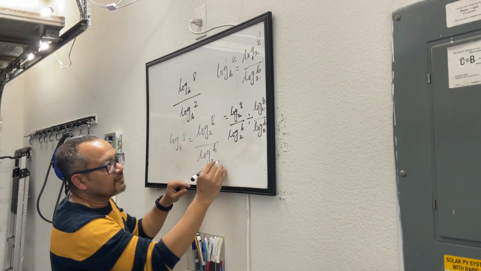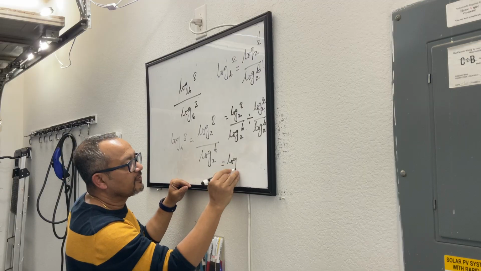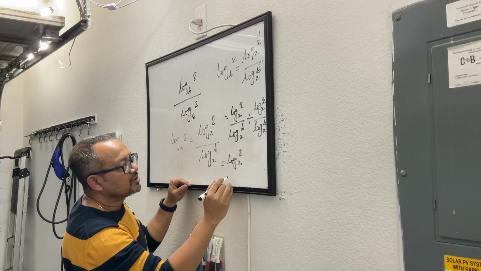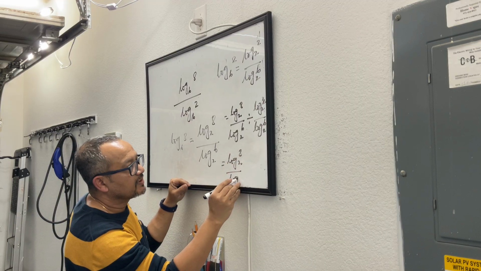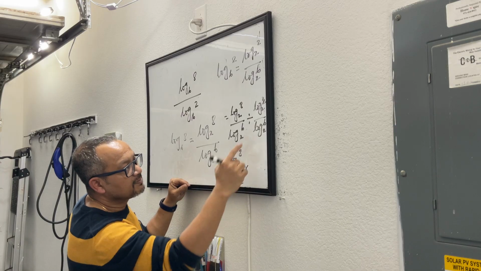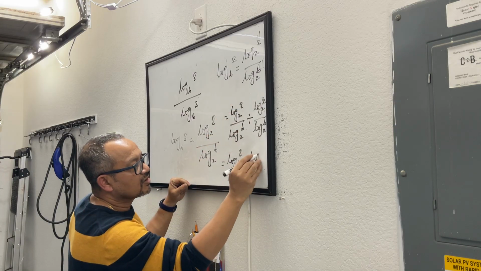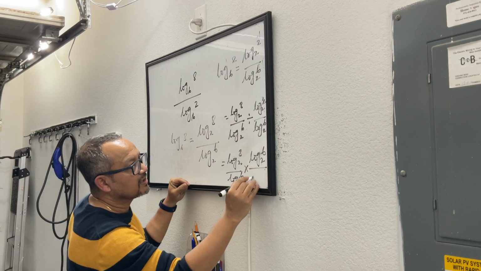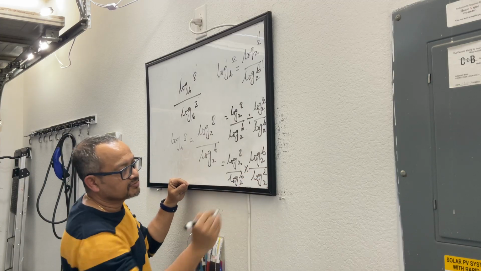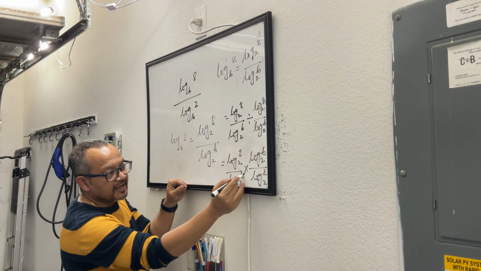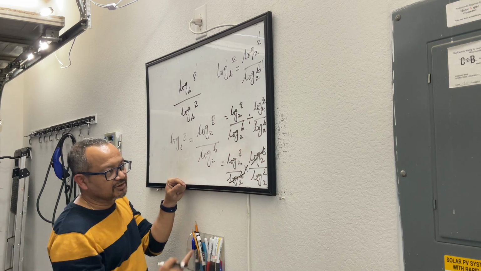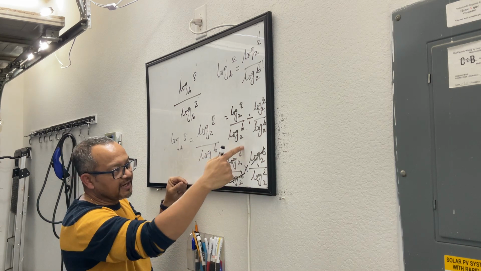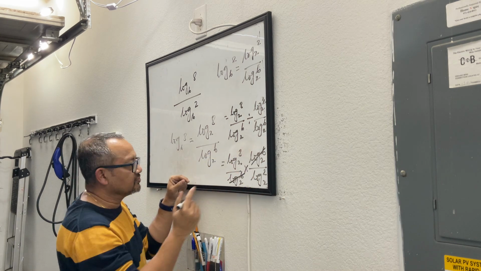And this guy will flip, it becomes log of 8 base 2 divided by log of B base 2, multiplied by, this guy goes up, log of B base 2 divided by log of 2 base 2. So this one and this one are the same, you will do tic-tac-toe. Now you are left with log of 8 base 2 divided by log of 2 base 2.